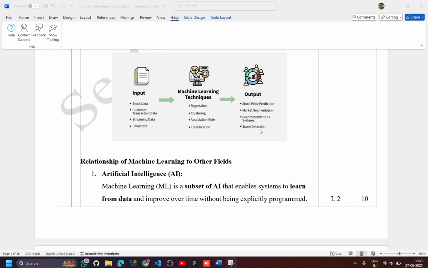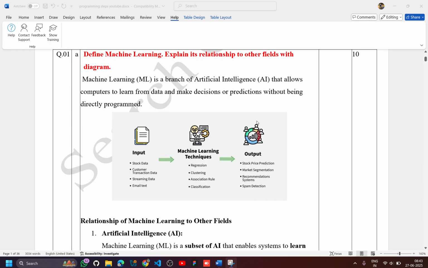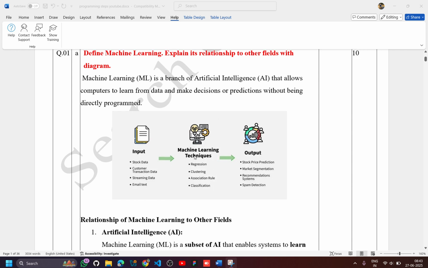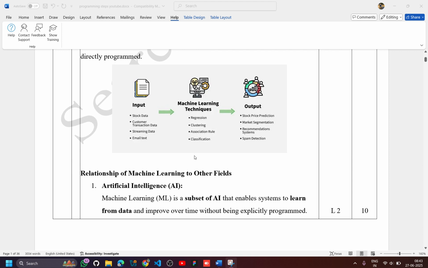And spam detection. Spam detection means detecting spam emails automatically. So this is the final result of machine learning, guys. Basically, input goes in, the machine learns, and we get the smart solution out. So this is what we will learn from the machine learning diagram, guys. I hope you know how machine learning works.